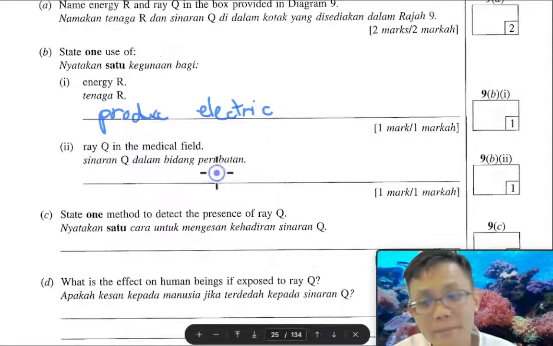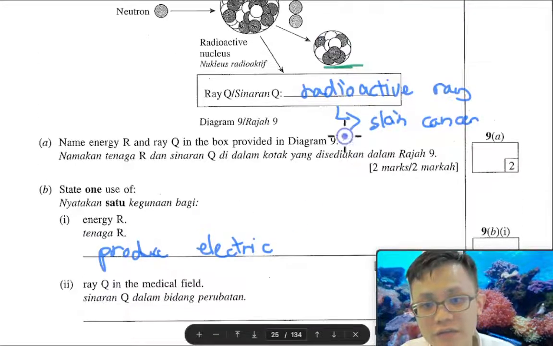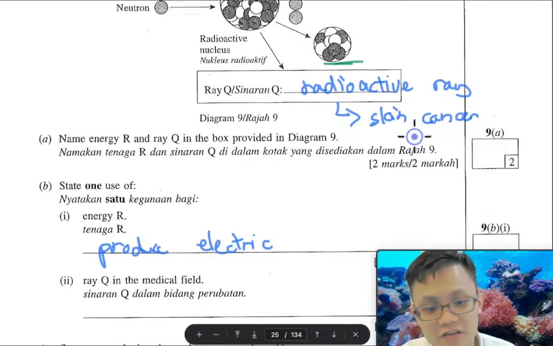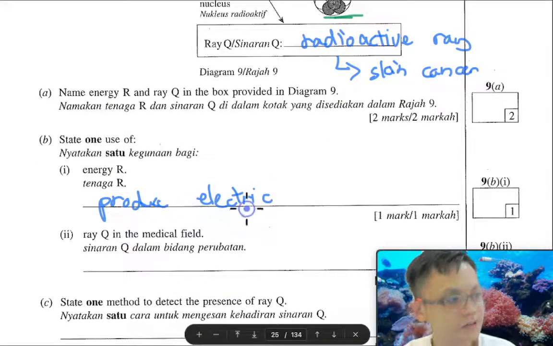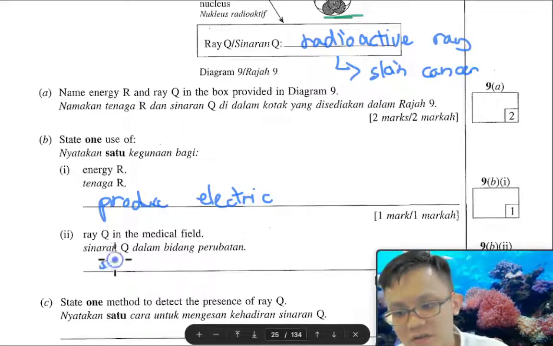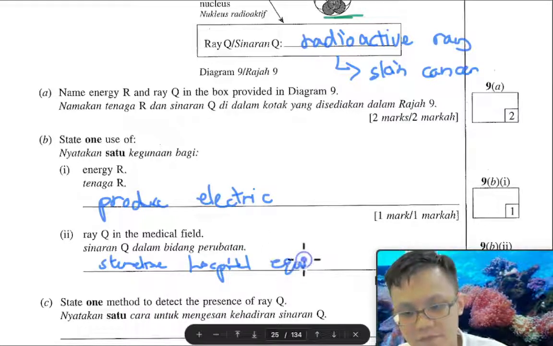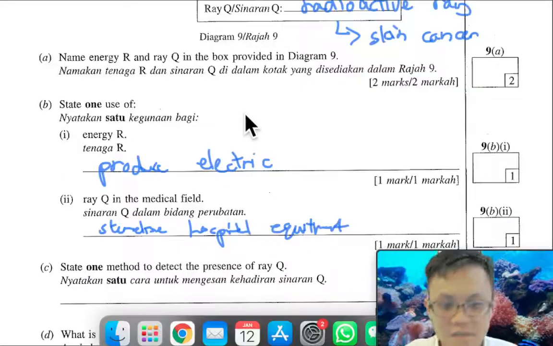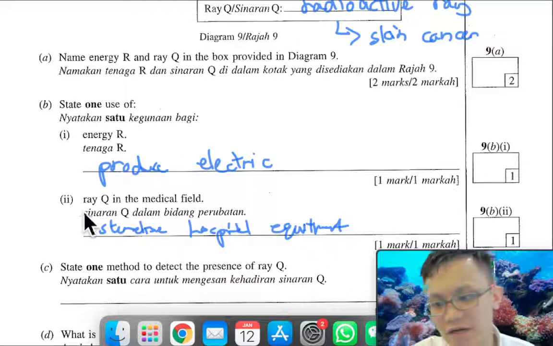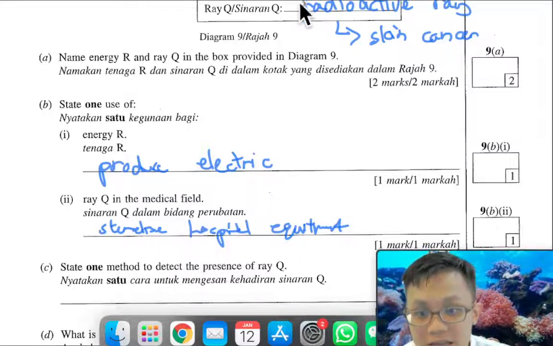Ray X in the medical field. So what is the ray? It is radioactive, which actually causes skin cancer. How can this be useful in the medical field? Very good. So this can be used to sterilize hospital equipment. This can kill all the microorganisms. And also to kill cancer cells, if you want to write another answer, wait, let's change to another color.